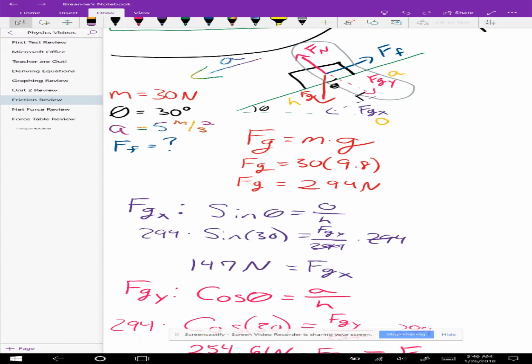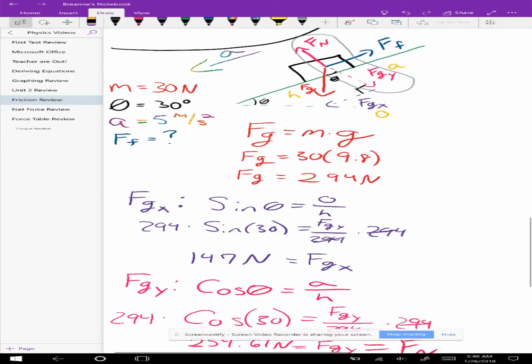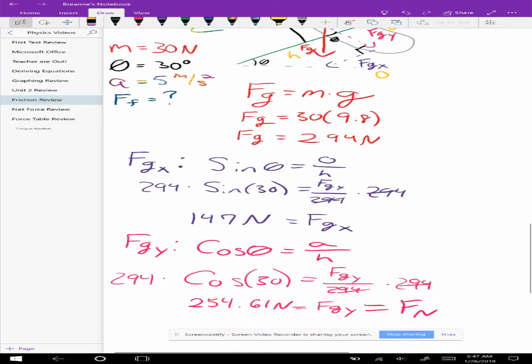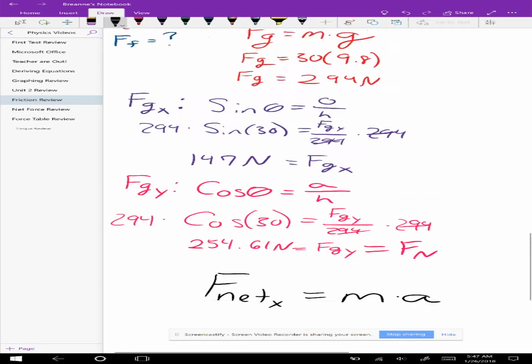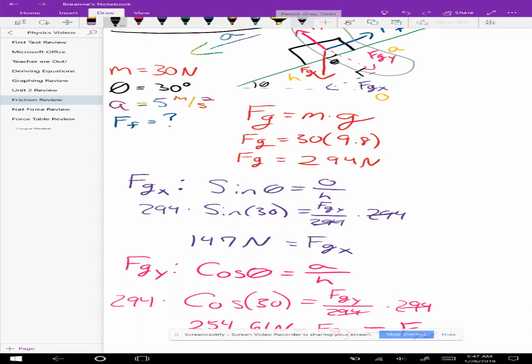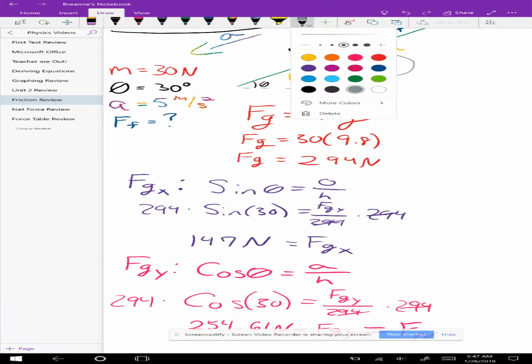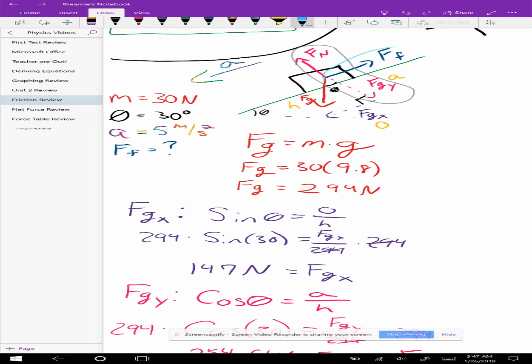So we have a force of gravity in the y, we have a force of normal, we have our force of gravity in the x, and we're looking for our force of friction. Now that's when our net force comes into play. So our net force, specifically in the x direction, equals our mass times acceleration. Now remember, net means you're catching all the forces in the x direction. What forces do we have in the x direction? We have our force of friction, and we have our force of gravity in the x. And they're going opposite from each other, so they'll end up being subtracted.